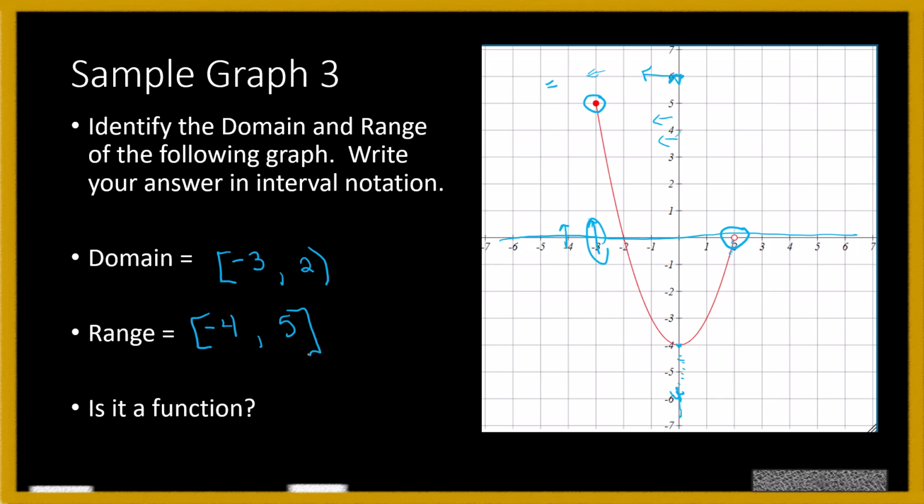Now, is this one a function? Well, it has the same vertical shape as the previous one we had. So yes, this is a function. It meets the vertical line test. Every x value along this x-axis only has one y value along the graph that I can find. So yes, it is a function.